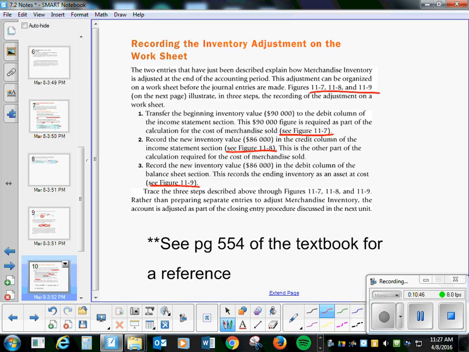Trace the 3 steps described above through figures 11.7, 11.8, 11.9, rather than preparing separate entries to adjust merchandising inventory. The count is adjusted as part of the closing entry procedure discussed in the next unit. And you can look at page 554 where those figures are.